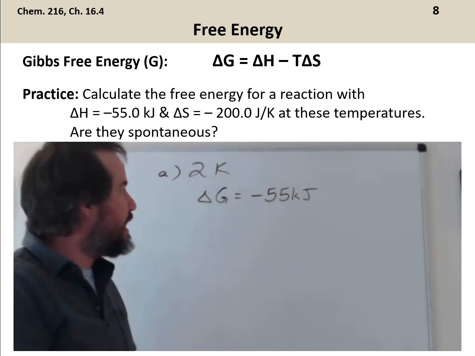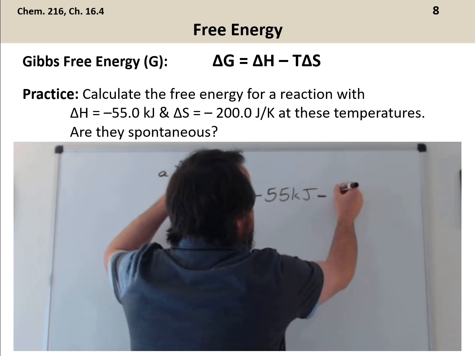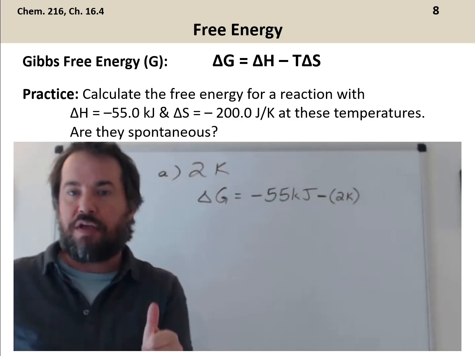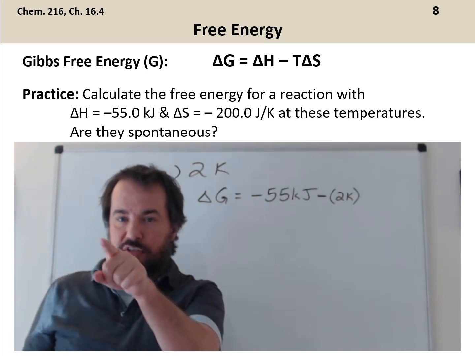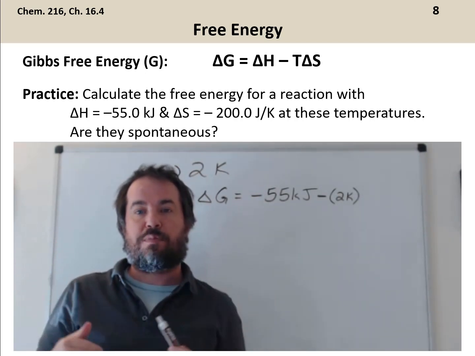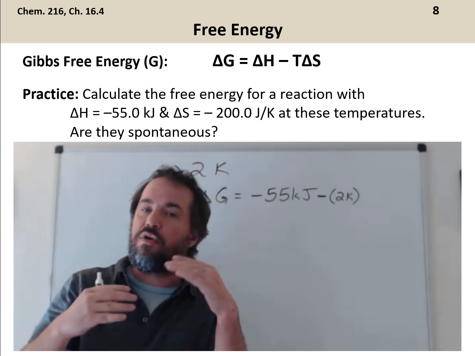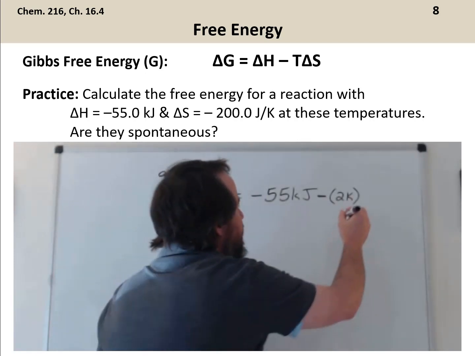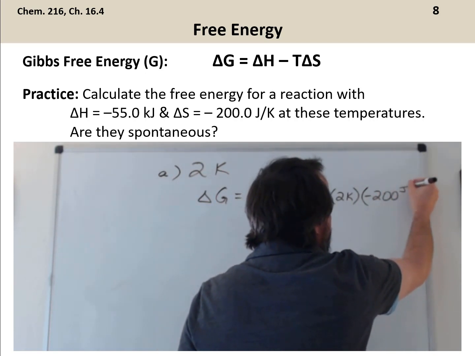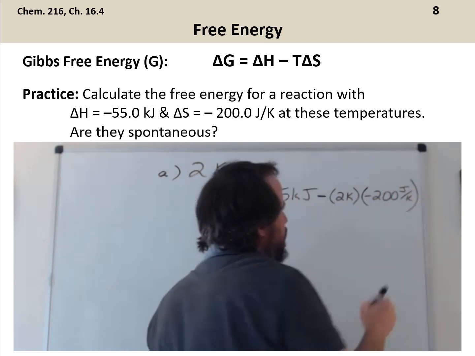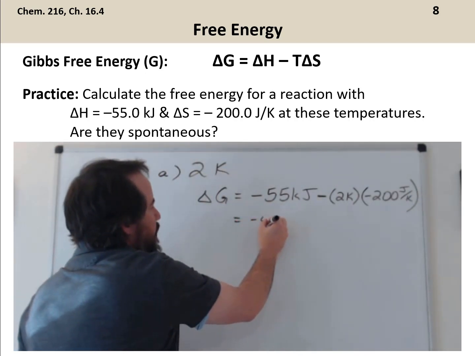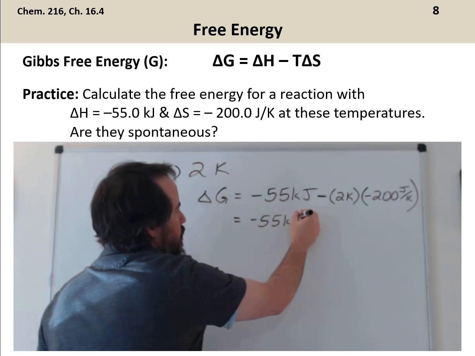And then minus my temperature here. My temperature has to be in Kelvin. It has to be in Kelvin because notice the units for delta S are in joules per Kelvin, so it has to be in Kelvin in order to balance out. All right, and then times negative 200 joules per K. Okay, so when I do this, I get negative 55 kilojoules.